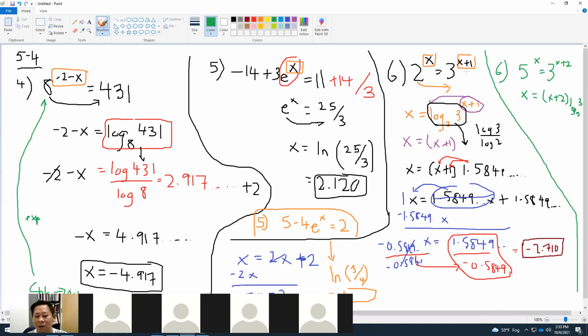Do you have any questions with this one? You guys good? Okay, that's correct. Anyone know what the next step is? Then it would be x equals x plus 2 times log 3 over log 5. So we still have the x plus 2. Now make sure you add log 3 over log 5. So this will become log 3 over log 5.